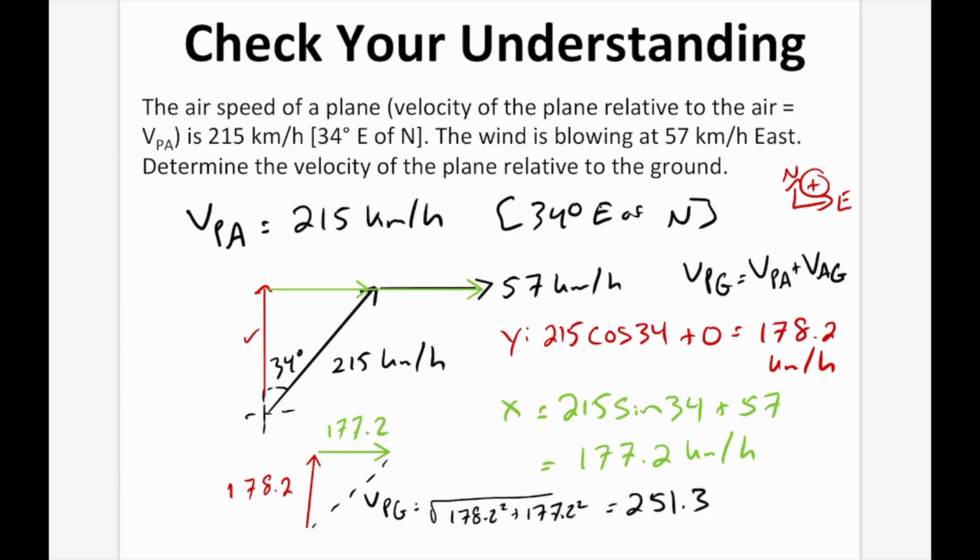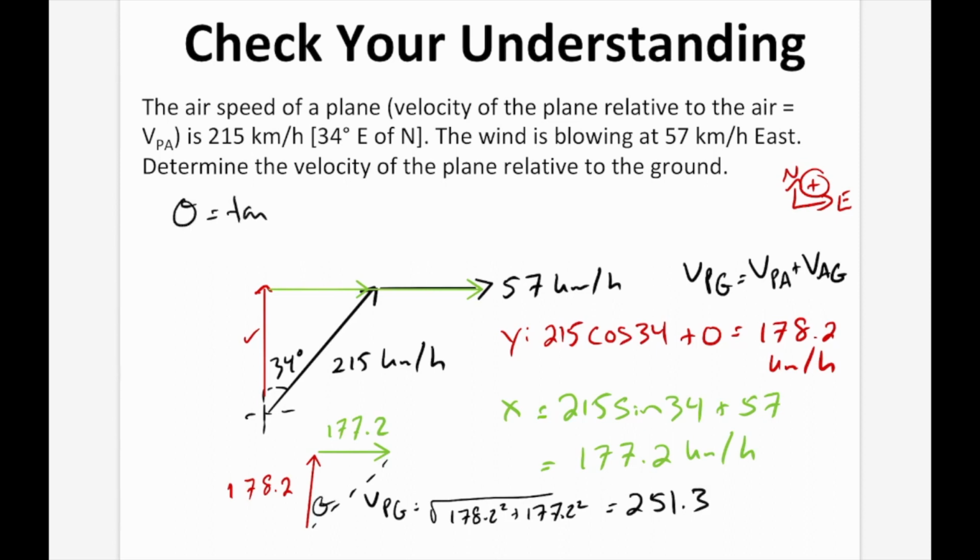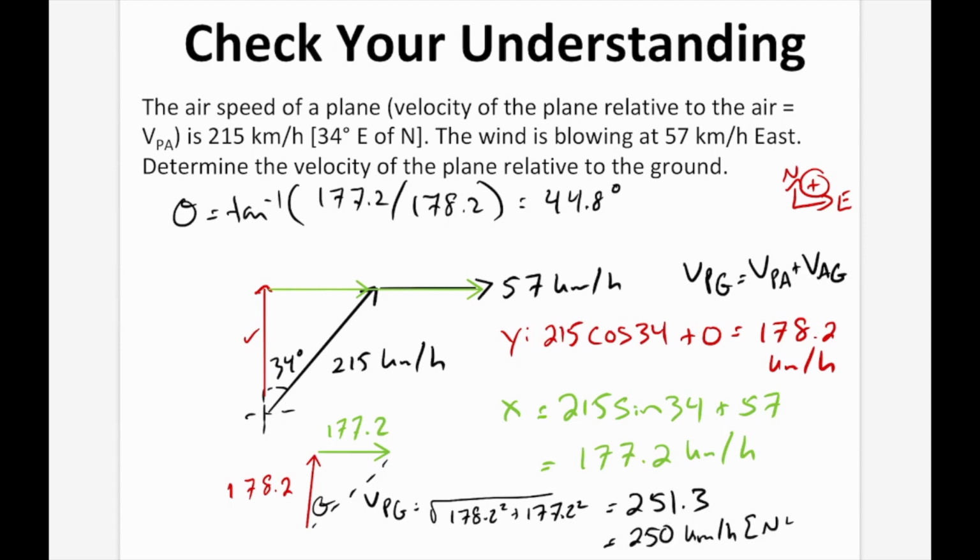251.3. We also need an angle, and we'll say theta is going to equal tan inverse opposite 177.2 divided by 178.2, and that equals 44.8 degrees. So our final answer, we need two significant digits. It's going to be 250 kilometers per hour. We're going to go north 45 degrees east. And that's our final answer.